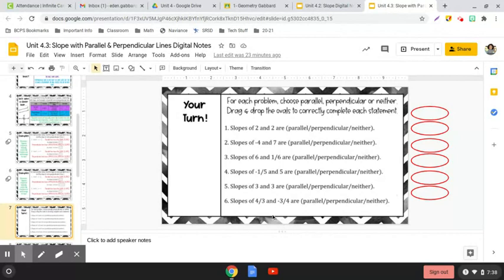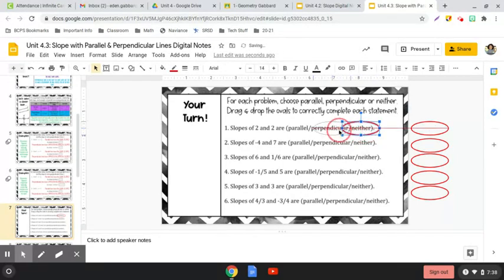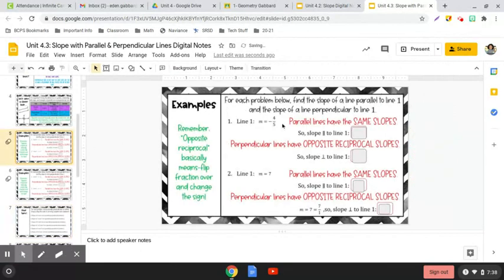5 has slopes of 3 and 3. So are those lines parallel, perpendicular, or neither? And 6 has the slopes of 4 over 3 and negative 3 over 4. Are those parallel, perpendicular, or neither? So go ahead and just drag your oval to circle whichever one you want to choose. When you're done with that, come back here.